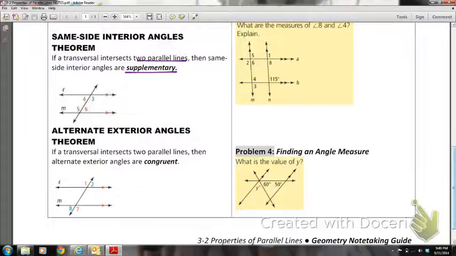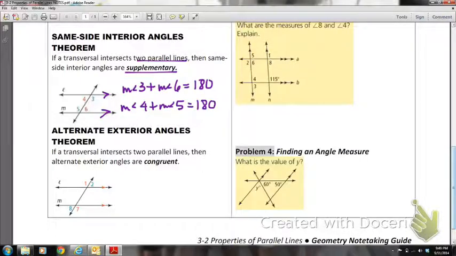So in the diagram, lines L and M are parallel. So look at the transversal and identify the same side interior angles. On the right side of the transversal and on the interior of lines L and M, we have angle 3 and 6. So the measure of angle 3 plus the measure of angle 6, since they're supplementary, is going to be 180 degrees. And on the left side of the transversal, the measure of angle 4 plus the measure of angle 5 are supplementary, so they're going to be 180.